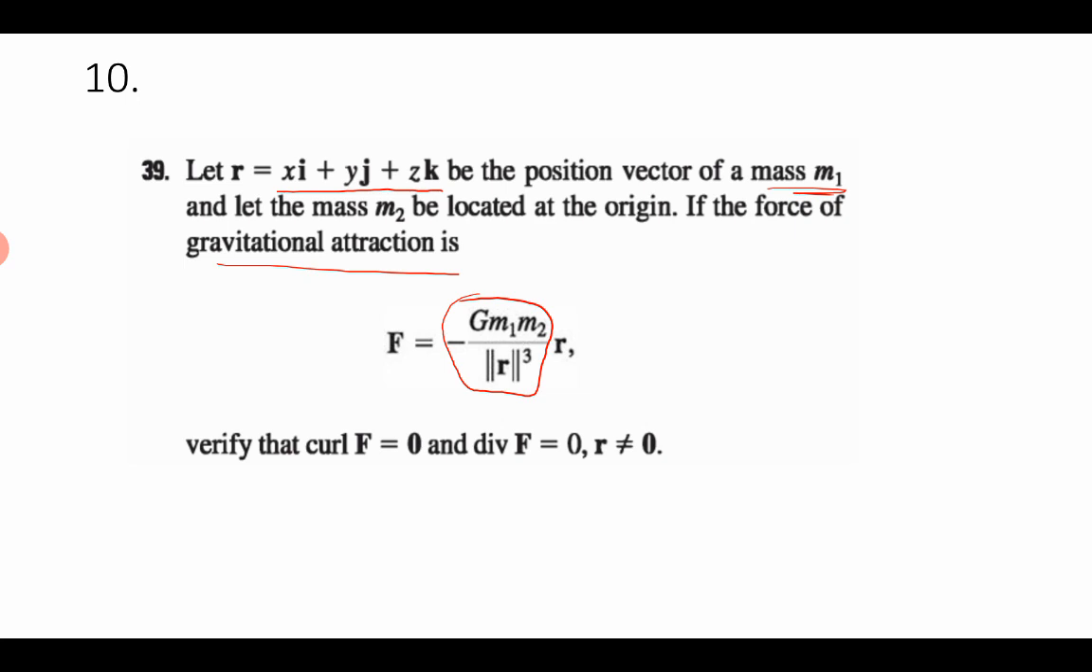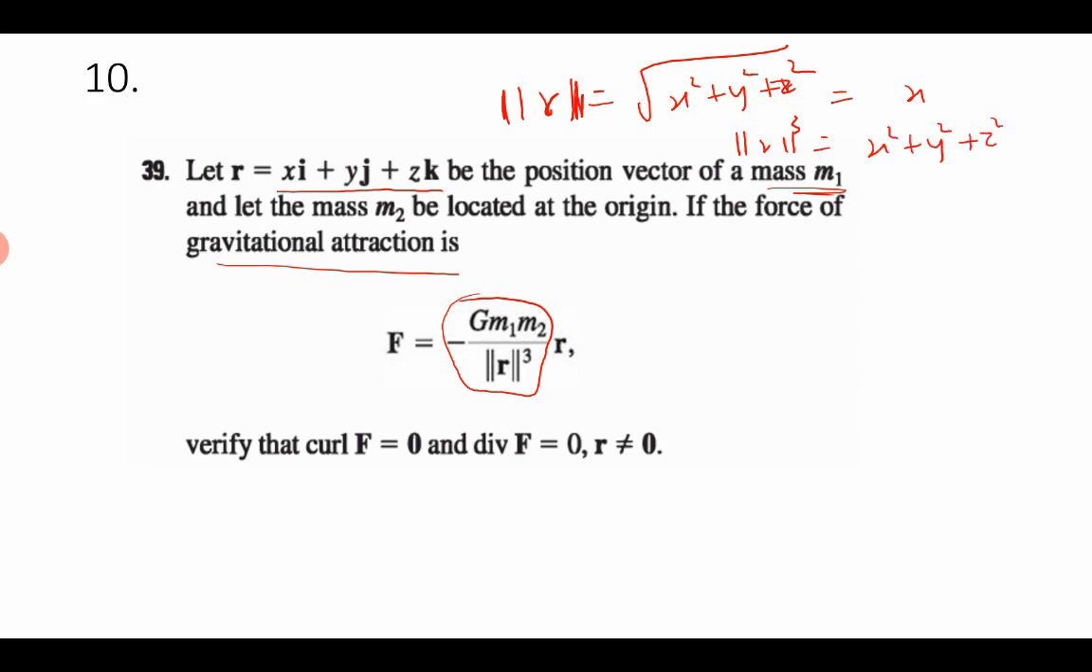What is the absolute value of R? R is given here, so the absolute value of r is equal to the square root of x square plus y square plus z square. That is actually the norm of the vector, isn't it? Now when you take the cube, norm r cube will be x square plus y square plus z square to the power 3 over 2. This is x square plus y square plus z square to the power 1 by 2.